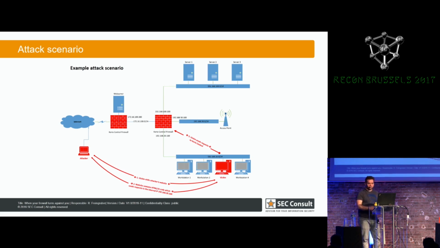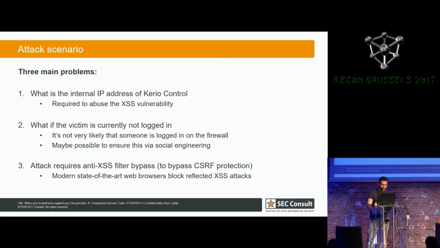And you see here I have some problems which I have to solve. So first of all, I have to know at which internal IP address the firewall is located. And the second problem is, of course, I cannot read the response because of the same origin policy. That means I have to write my exploit completely blind. So see here are the problems. As already mentioned, the internal IP address, and another problem is also what do I do if the victim is currently not logged in?